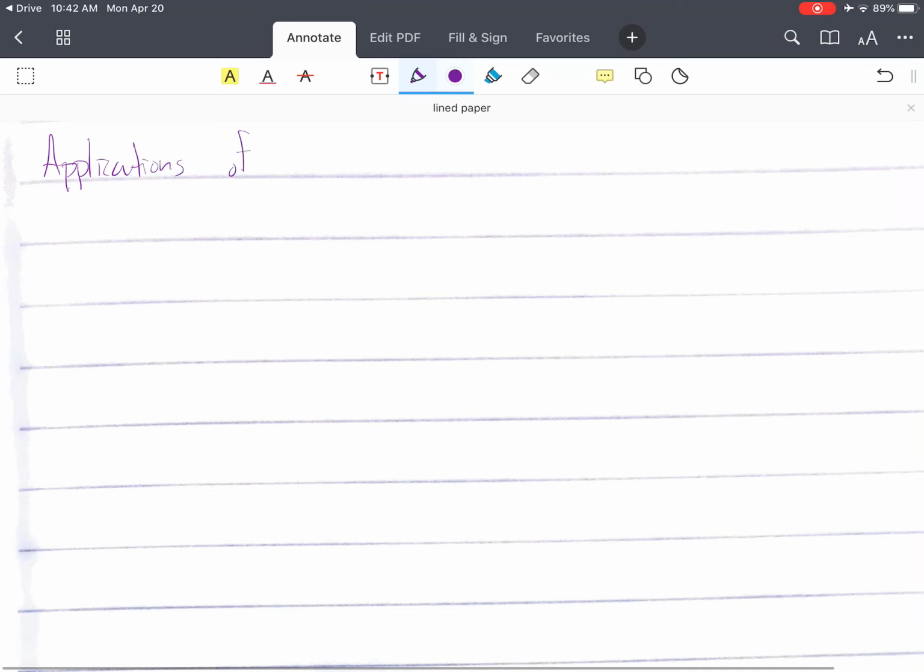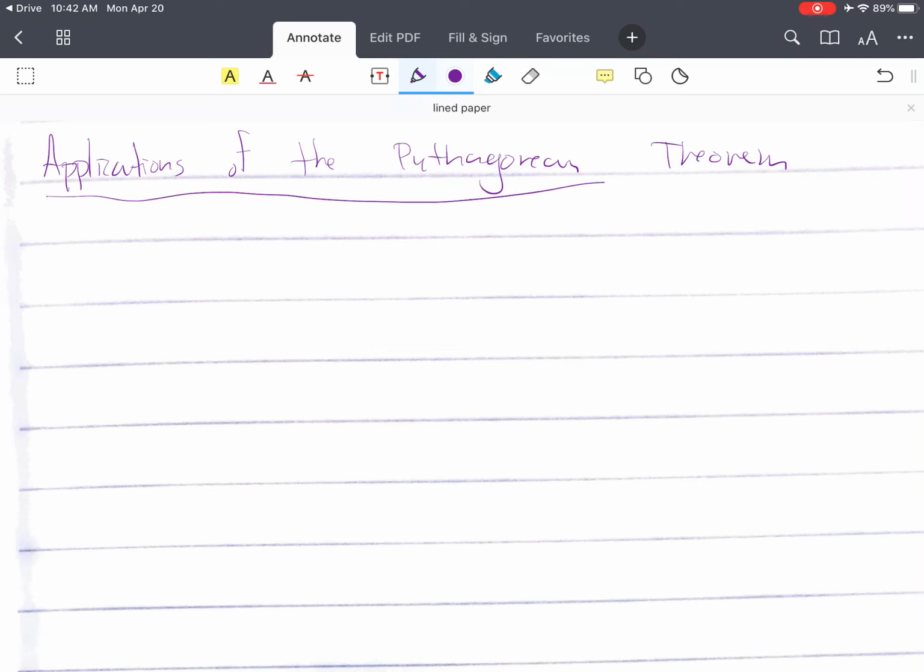Applications of the Pythagorean theorem. So we're going to do 3 examples, okay? And these are 3 real life examples that I've actually been part of, right? So you can sort of apply it to something if you'd like. But anywho, let's go ahead and get started.